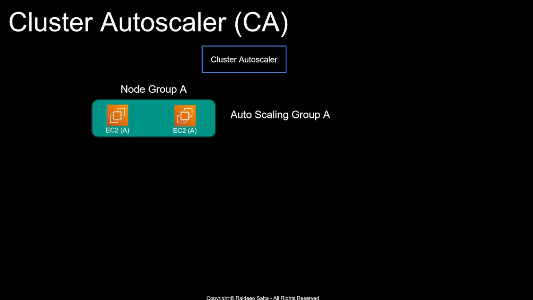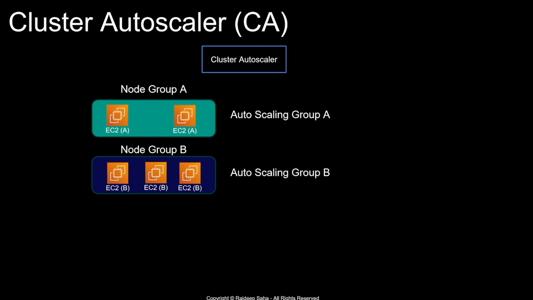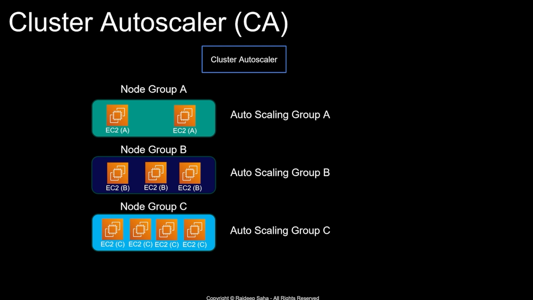So let's say you created 3 different node groups: node group A, node group B, and node group C. Node group B again has different types of EC2s, and node group B is tied to autoscaling group B, and then node group C, again, has different types of EC2s tied to autoscaling group C.